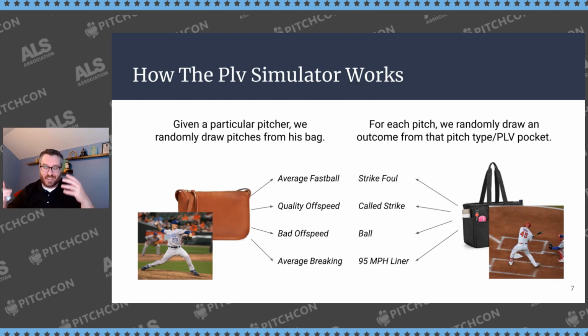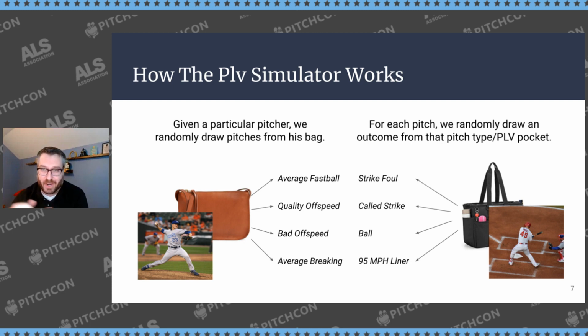Okay, so it looks like this. This is a plate appearance, okay? We are going to pick pitches out of this bag, and we are going to respond by taking pitches out of this bag. So a plate appearance could look something like this. Average fastball, strike, foul. No balls, 1 strike. Quality off speed, called strike.